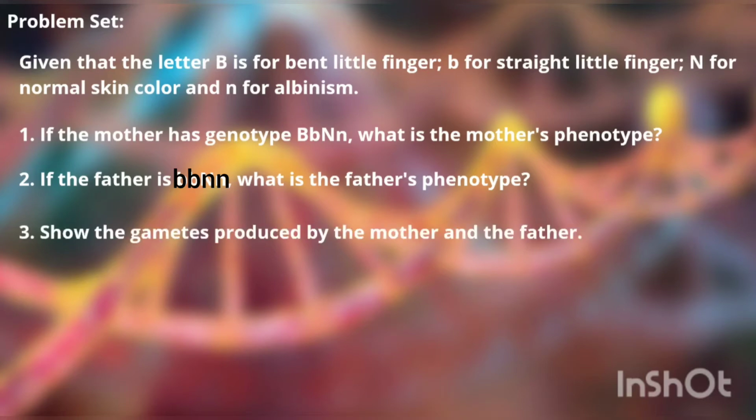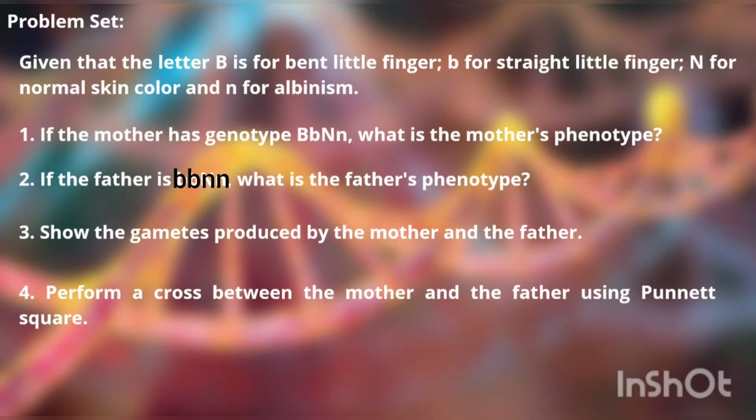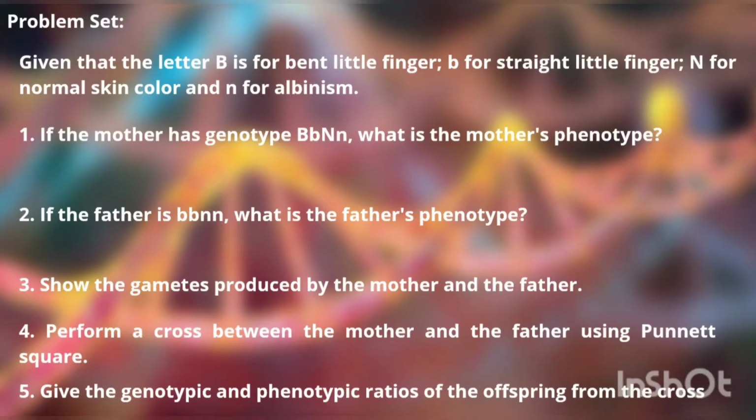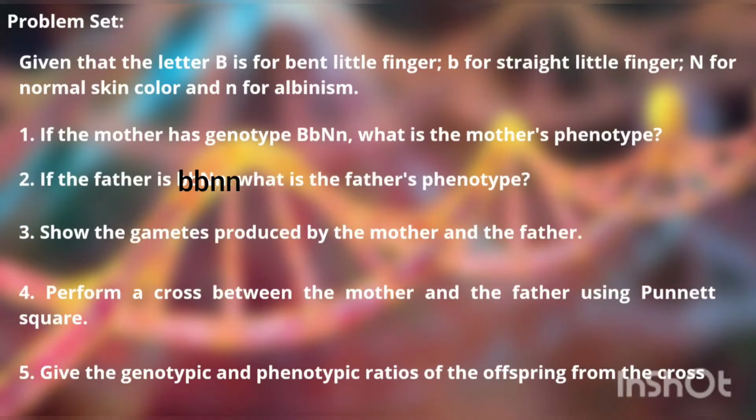Show the gametes produced by the mother and the father. Perform a cross between the mother and the father using Punnett square. Give the genotypic and phenotypic ratios of the offspring from the cross. You may pause this video for you to complete all the answers.